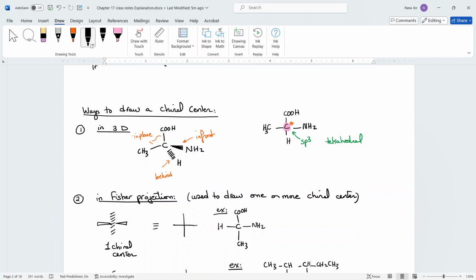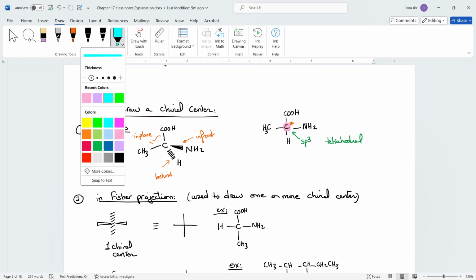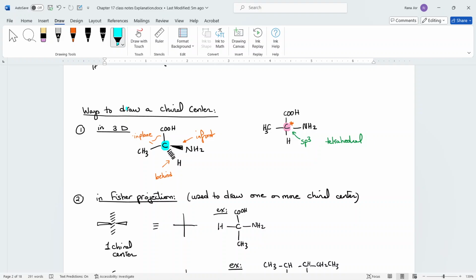You can also draw it like this, as I said, because there is a rotation around that chiral center. So again, it doesn't matter. I can, for example, put the CH3 over here. I can put the acid in there. I can put the hydrogen in front. I can put the NH2 at the back. So it really doesn't matter in there.